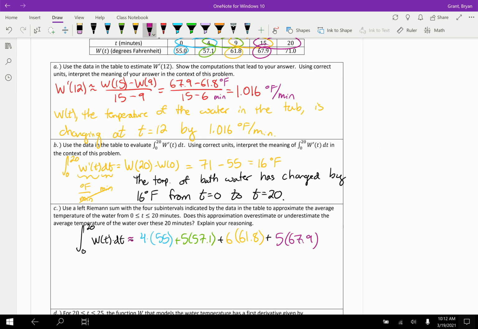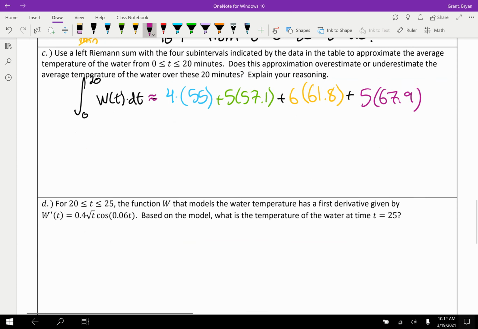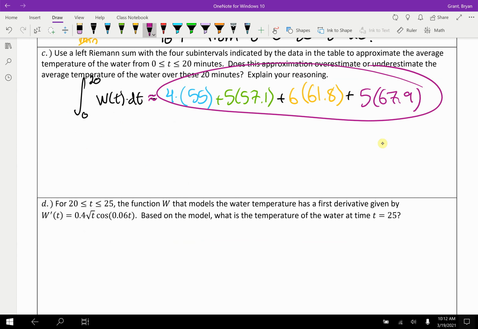I probably should have made these approximately's because we are approximating, and we're good. Now, full disclosure, if you stop right here, if this is your answer, you receive full 100% credit for the first part of this problem.